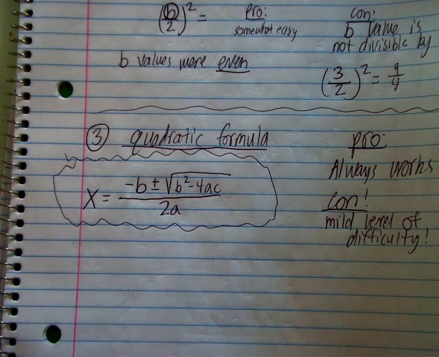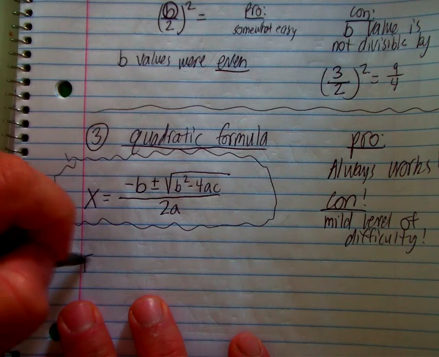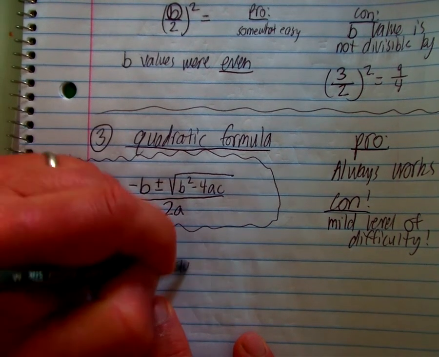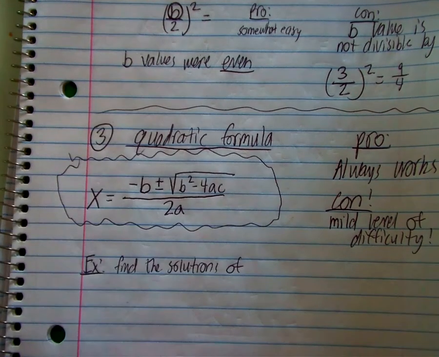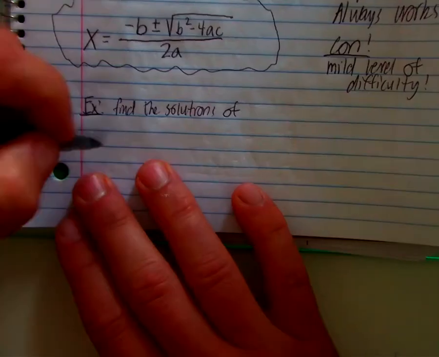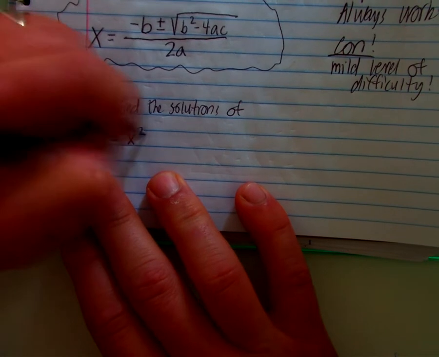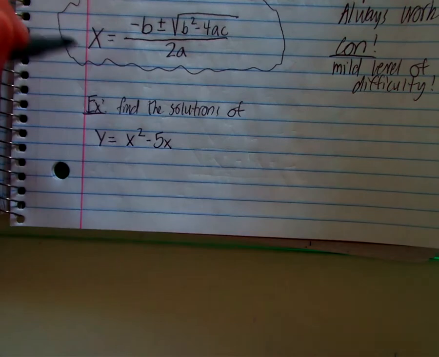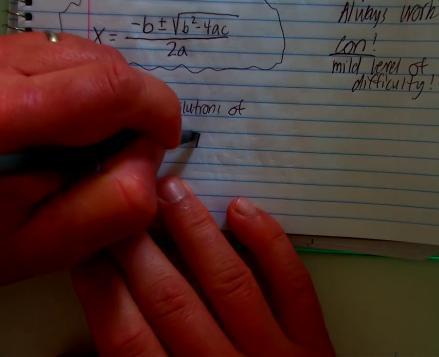All right. So I'm going to do an example for you. So let's say I said, find the solutions of, let's see. So y equals, let's do x squared minus 5x. Let's do minus 7, perhaps.